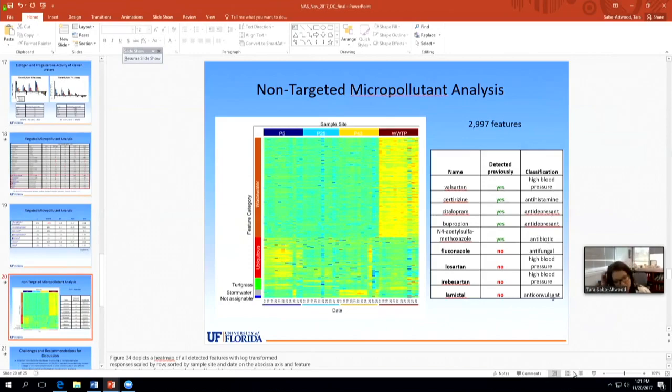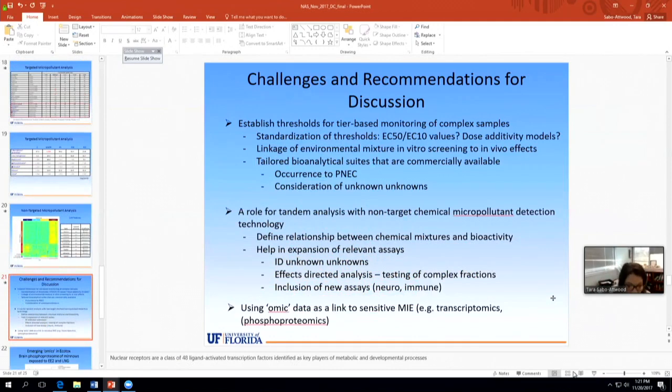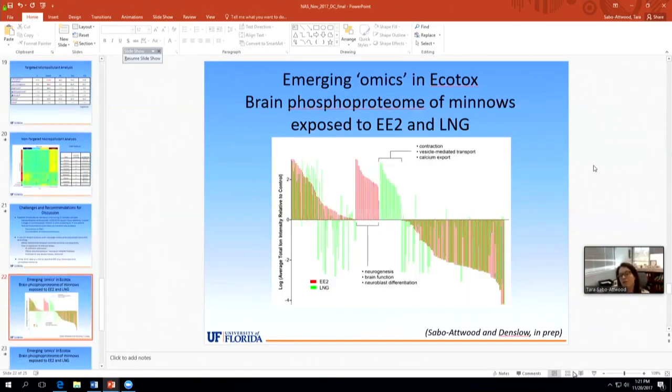And so I wanted just to mention one more point briefly that might be useful for the discussion, which is the incorporation of omic data as a link to sensitive molecular initiating events. Just as non-target chemistry can inform the development of thresholds for in vitro assays, so can omics allow for expansion and in some cases refinement of molecular initiating events and adverse outcomes. So we should consider not just transcriptomics, but evolving omics in aquatic systems, as Stan mentioned earlier, to cover more biological space. And so we're using some of these omics methodologies in some of our current work.